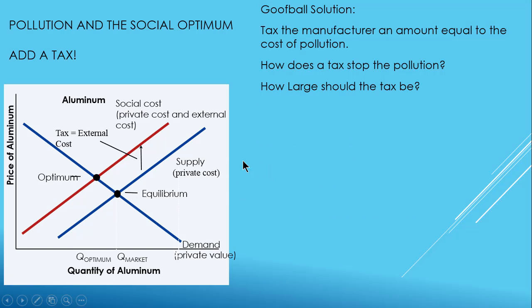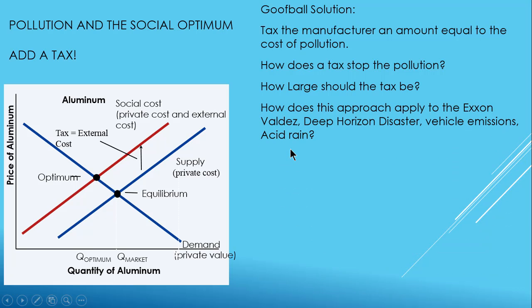How large should the tax be? We talked about that already. We don't know how many quantity of units to overlay this cost over to figure out how large the tax should be. And how does this approach apply to the Exxon Valdez, the Deepwater Horizon disaster? Any of these real life situations. And the economists never explain that because it's not possible. Their solution is wacky.